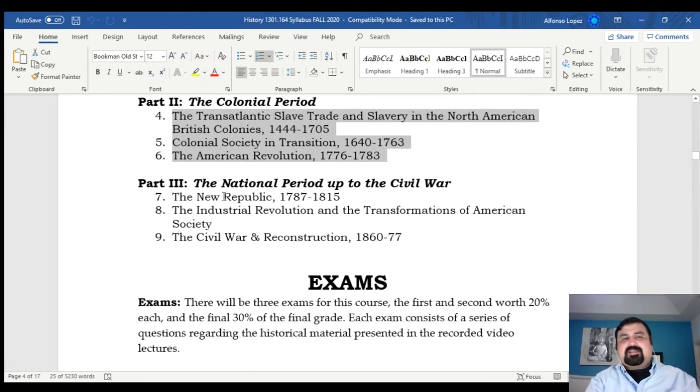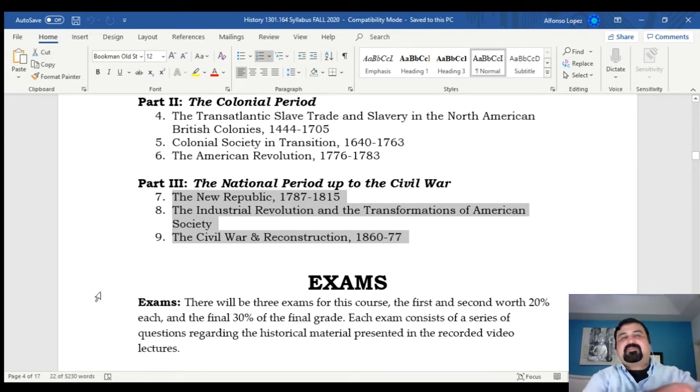And likewise, in the third topic, we cover the last three topics: the New Republic, then the Industrial Revolution, and then the Civil War and Reconstruction at the end. And likewise, you watch those three topics and then answer the questions presented for the final exam, because the last three topics covered are for the final, and the final is due December 10th.